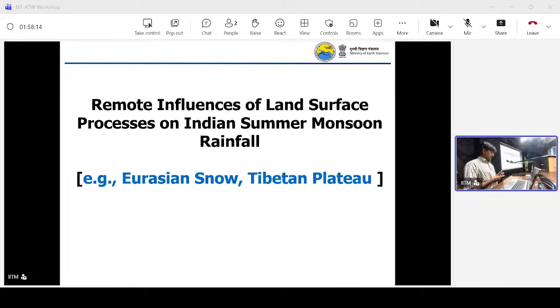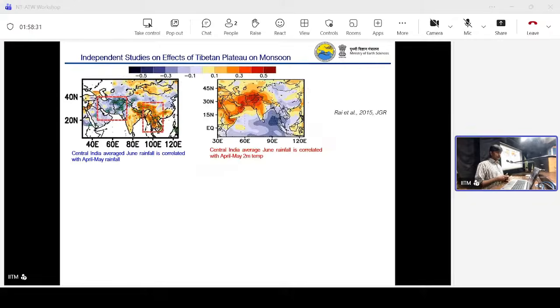Now coming to remote influence. For remote influence, I can give you two examples. One is Eurasian snow and the other Tibetan Plateau. They remotely affect the monsoon. So I will present only Tibetan Plateau here. This is again one paper by our group. As I mentioned, we don't have soil moisture data, so we use rainfall as a proxy.